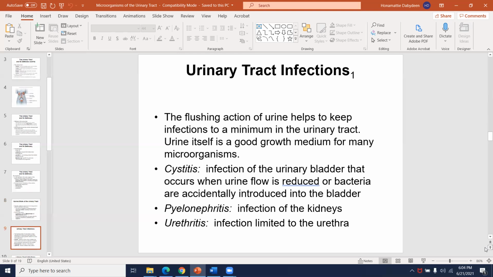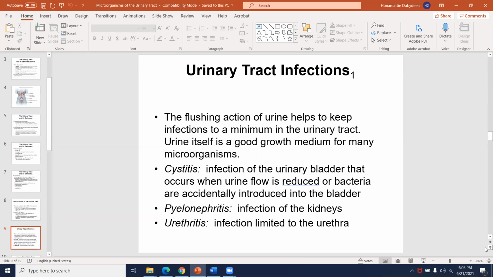We said that the flushing action of urine will help to keep infections of the urinary tract to a minimum. But we have to understand that urine in itself is a very good growth medium. That will become important when we try to diagnose urinary tract infections. We'll talk a little bit about it in the lab. We still have a couple of labs before we get to that. But when we do urine cultures in the lab, there is a need to know this kind of info because handling specimens becomes very important.